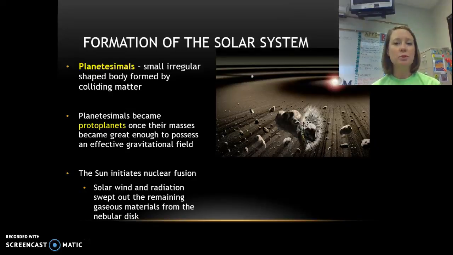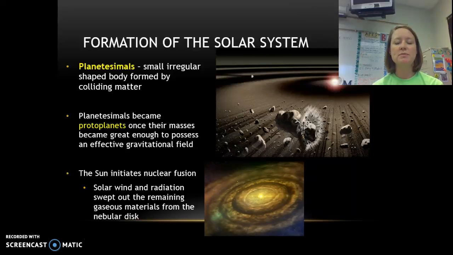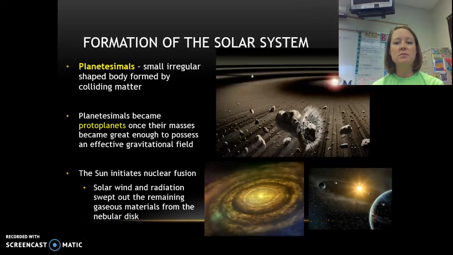After we had these protoplanets, the sun initiated nuclear fusion, which is where that hydrogen is being converted into helium that releases massive amounts of energy and radiation. So the solar wind from the sun and the radiation swept out the remaining gaseous material from that nebular disk. So we went from something that looked like this to something that was a little bit more organized like this.